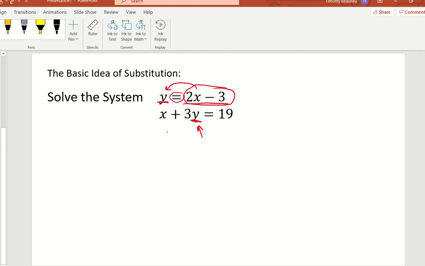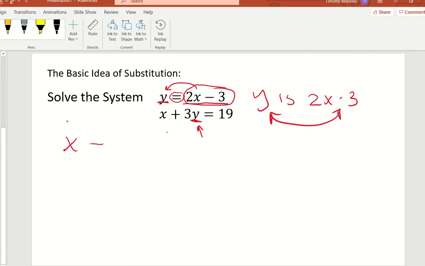Why can we do that? Because the first equation says they're the same thing. Y is 2x minus 3. Y is 2x minus 3. See what I mean? These things are interchangeable. So let's do that in the second equation.